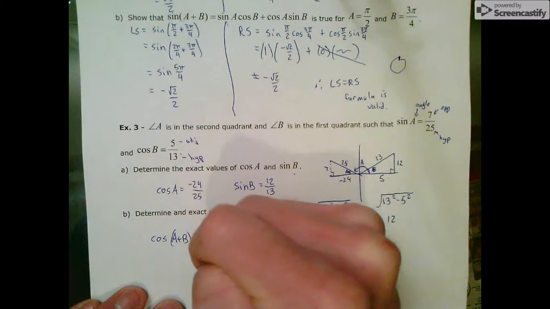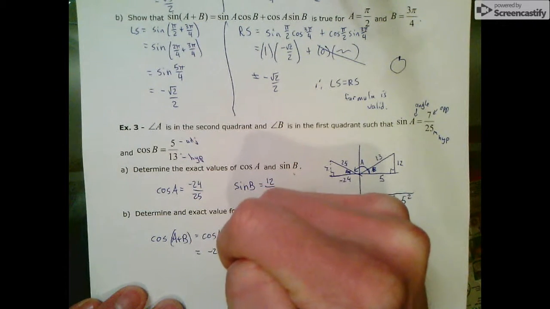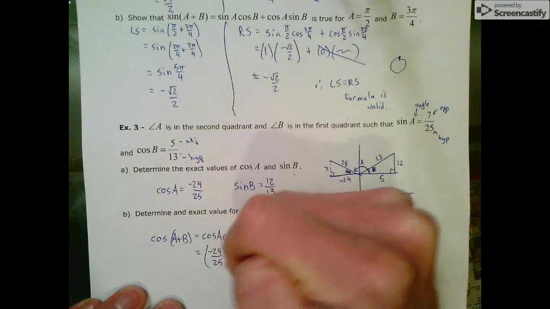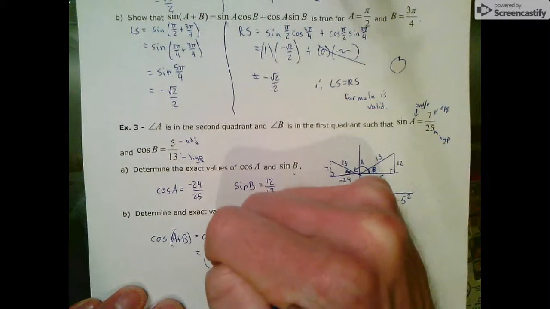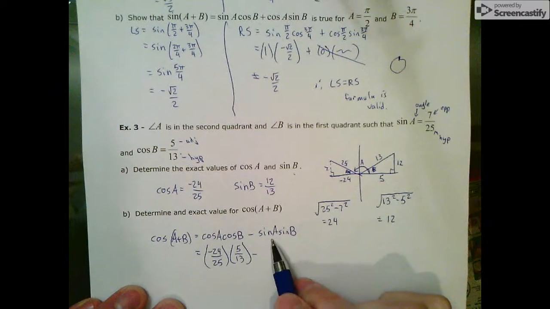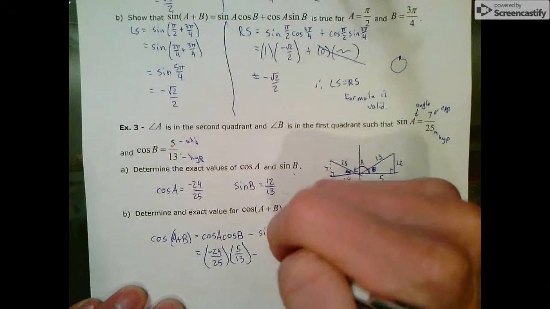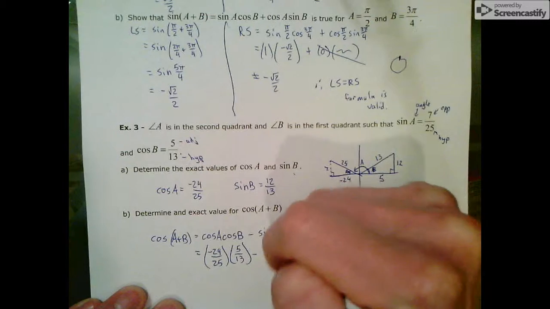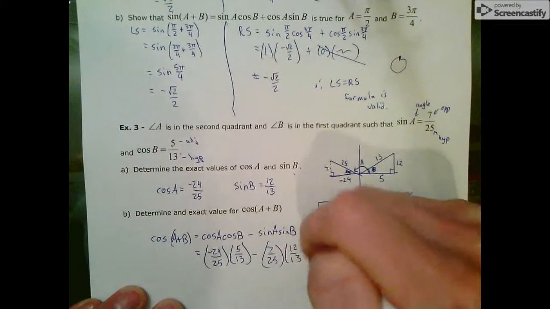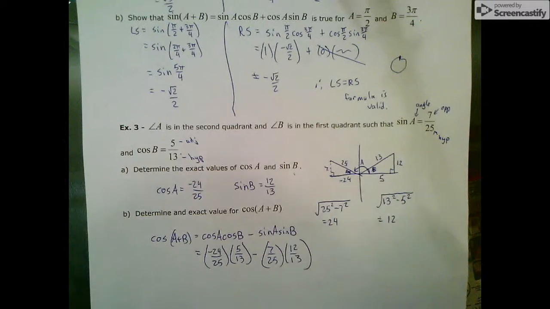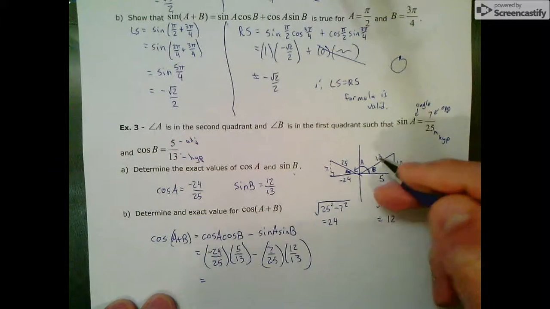And so the cos of A is negative 24 over 25. The cos of B, which was given to us in the question, is 5 over 13. Subtract the sine of A, given to us in the question, is 7 over 25, times the sine of B, which we just derived, is 12 over 13. Now we just do top times top and bottom times bottom for each fraction and subtract them.